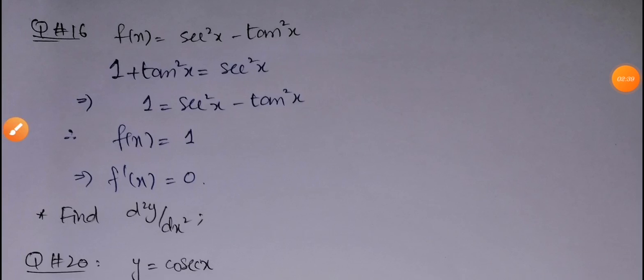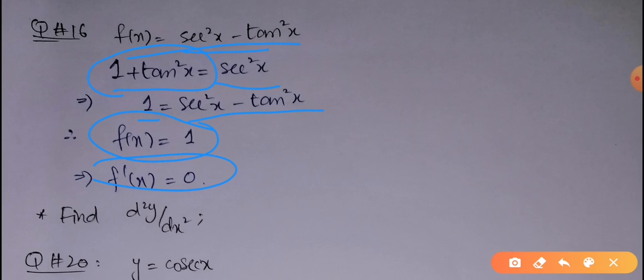Next we have question number 16. f of x is equal to secant square x minus tan square x. Now we know that 1 plus tan square x is equal to secant square x, so we can apply the value here. So secant square minus tan square will be equal to 1. So f of x is equal to 1, and its derivative is going to be 0. If you do not want to use the identity here, you can apply the simple power rule as well, but for that you must know the chain rule. That is going to be discussed in exercise 2.6.